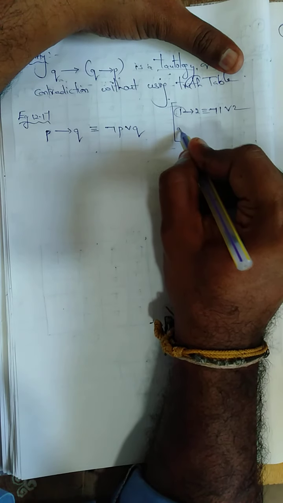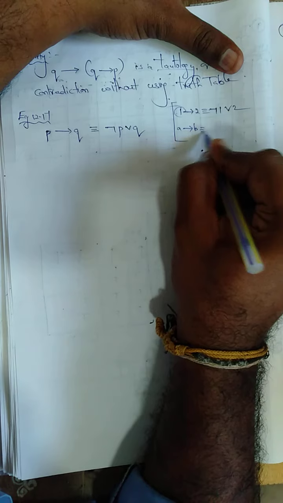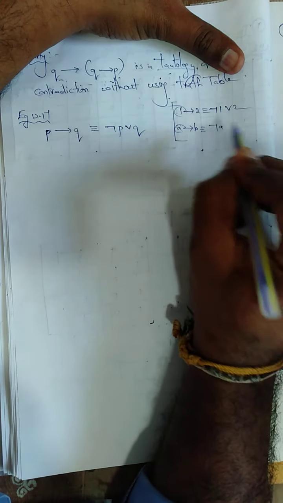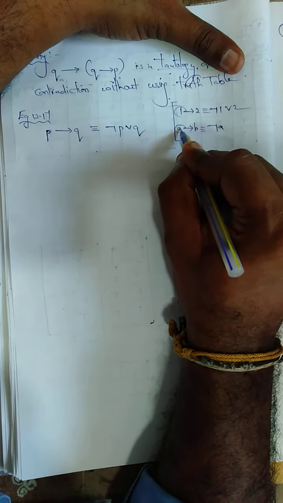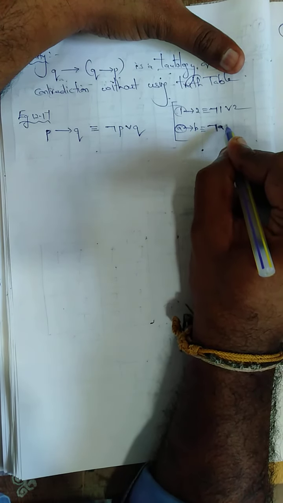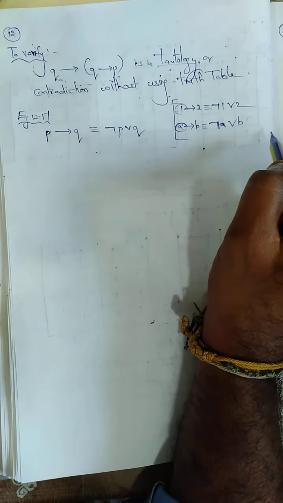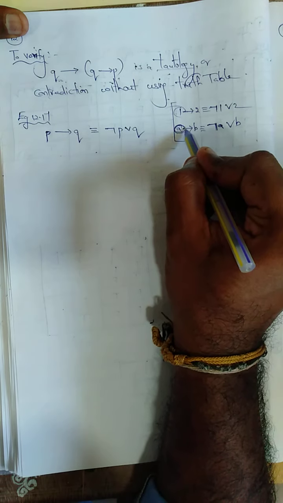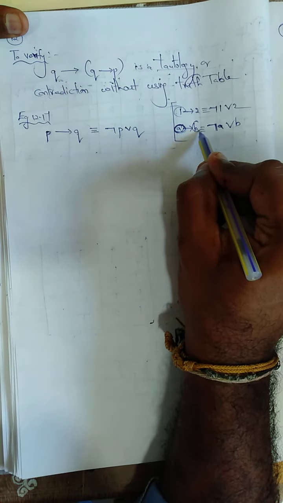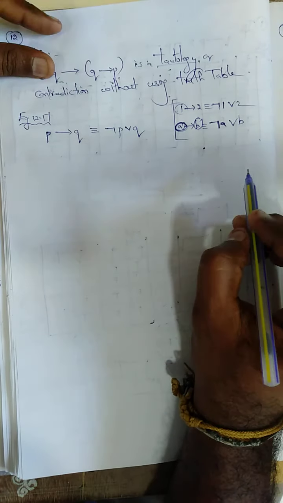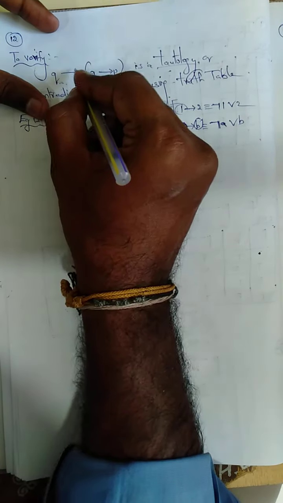Suppose A conditional B, how can I write this? Very, very important, so I am telling you many times. For A conditional B, first I need to write the negation of A. Then or, I need to write B. This is the main thing. First, write this one as a negation, and next write or B. This is very, very important. The same I am going to use here.